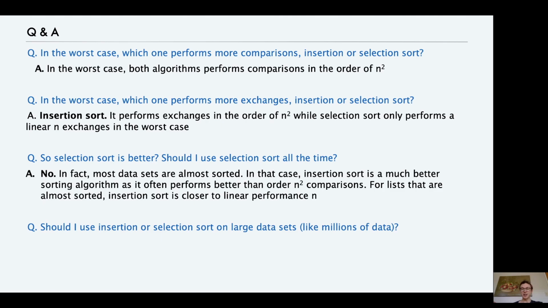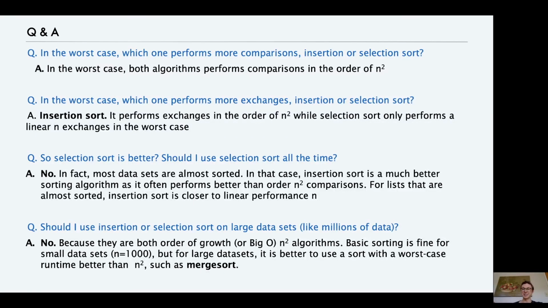So let's say you're trying to sort a very large data set, like millions of rows. You're Facebook and you want to sort every person on Facebook by their last name, for example. So should you use insertion sort or selection sort for this type of data? Well, selection sort is definitely n squared, so we definitely don't want to use selection sort. But what about insertion sort? Would you use insertion sort for such a large data set?